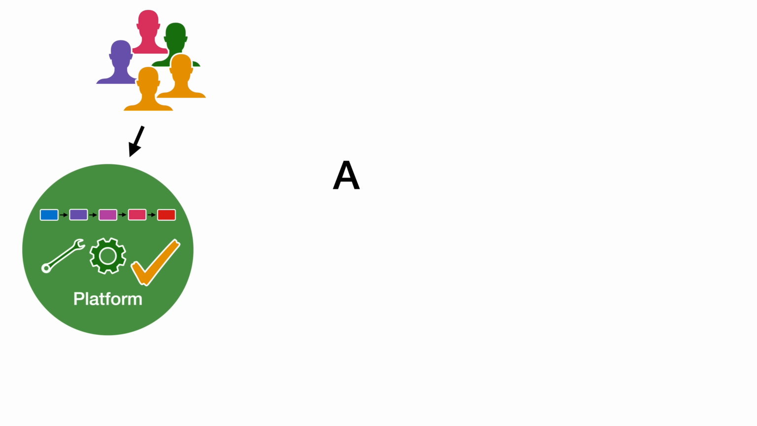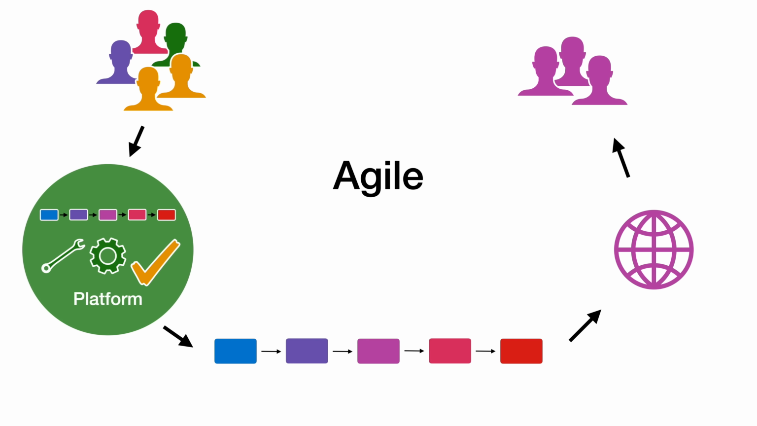Platform teams can also be agile. Their customers are the other teams, and their product is the platform. They can release an early version of the platform and then iterate based on feedback from the other teams.